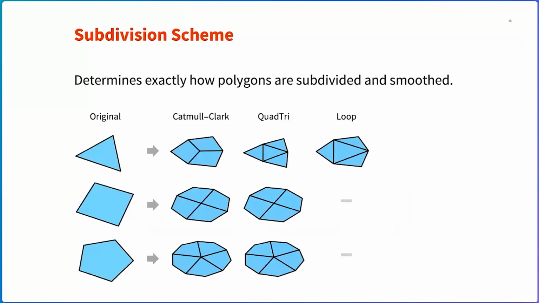Now, details of exactly how polygons are subdivided and smoothed is determined by the subdivision scheme. Different schemes are often optimized for different polygon types, such as Catmull-Clark being meant for quads, Loop for triangles, and as the name suggests, quad-tri for a mix of both. Here we can see some examples of how different schemes subdivide a single polygon depending on the number of sides it has, such as a triangle, a square, and a pentagon.